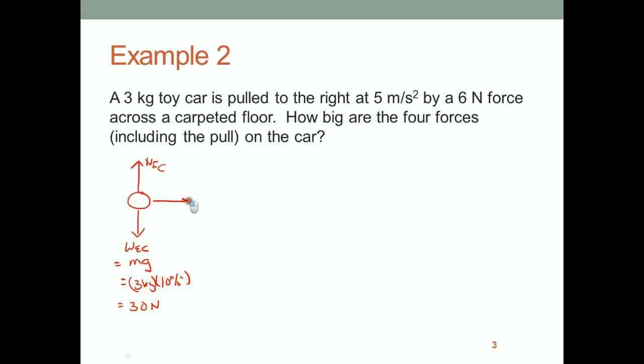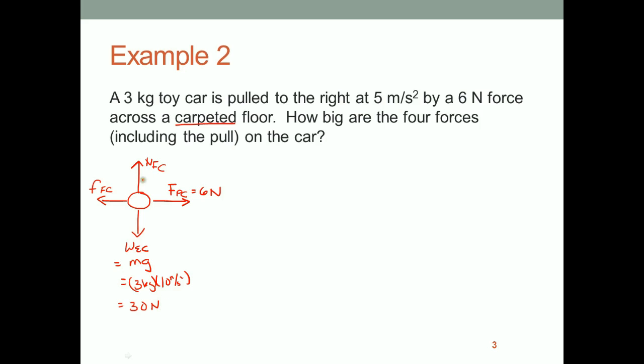We are told that we have a pull. It's probably a tension, but we don't know, so I'm just going to call it the force from the pull, but this is a 6 Newton force. And for the fourth force, it's carpeted. That means there's got to be friction. Okay, and we want to know how big are our 4 forces. We have 2 of them already. This one we were given. Weight we can calculate using mg, which we've done.